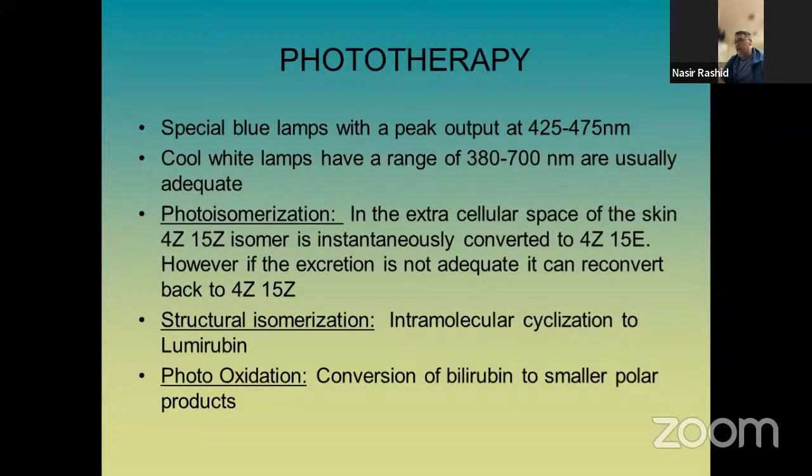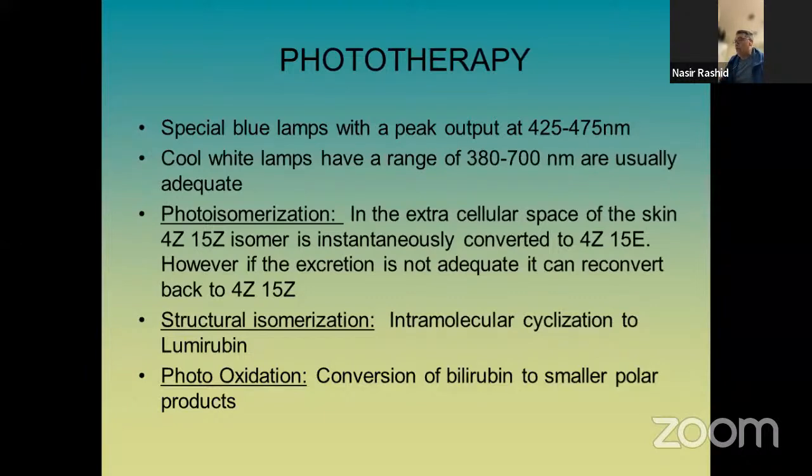Now, let's touch base a little bit about the phototherapy. We have here special blue lamps. I know Yasser shared his NICU clinical picture where he had those blue lights, and they have their peak output at 425 to 475 nanometer. The white lamps that are commonly available in most of the newborn intensive care units in Pakistan have a range of 380 to 700. So it's a wider range. It's not a narrow range. But in phototherapy, you need a narrow range of 425 to 475.